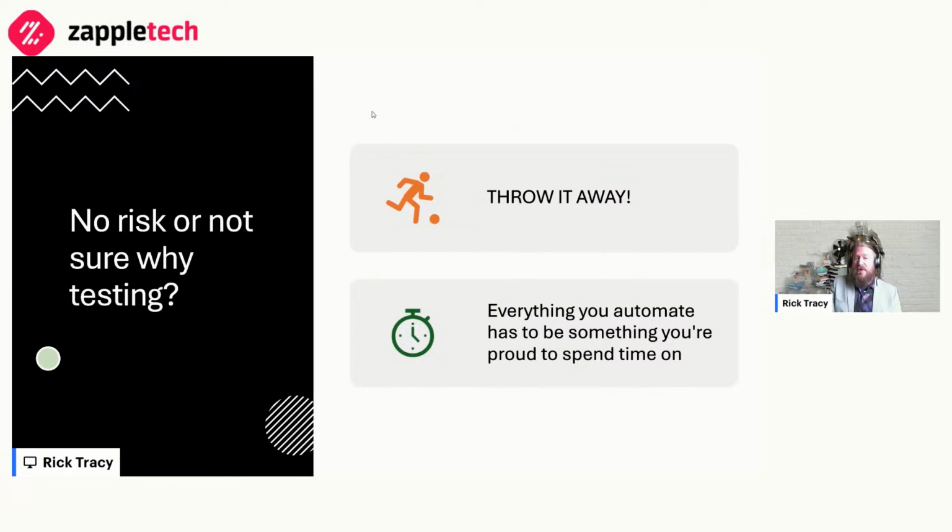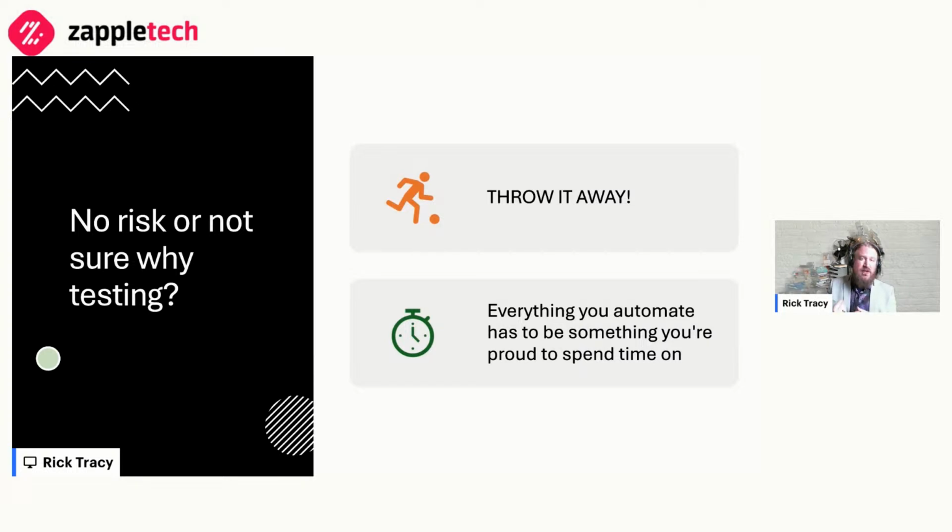If at some point you come across something and there's no risk and you're not really sure why you're testing it, throw it away. Because everything that you automate has to be worth the time you put into automating. Don't just automate it because it's there. Make sure you understand why it's there. If you can't tell what risk it's covering, if nobody knows what risk it's covering, if you don't even know why you're doing it, just throw it away.